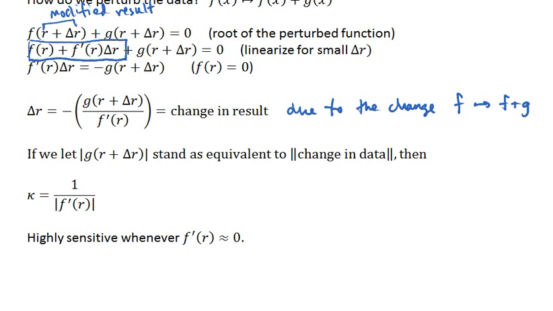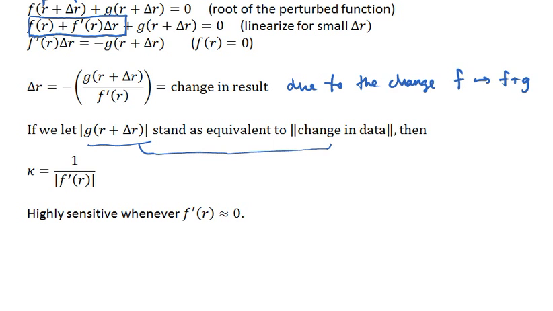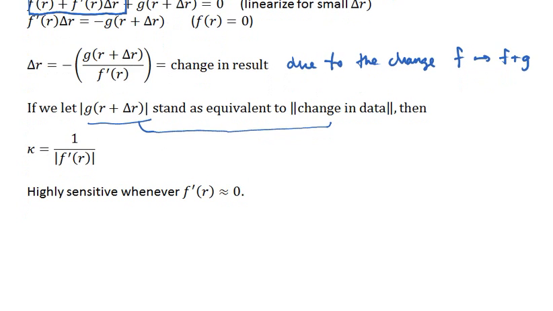Well, without getting into the technical details of it, it seems pretty reasonable to let the value of g represent the change in the data. Certainly they seem to be related, and if we just take it as equality for the relationship, then at least we get some sort of reasonable estimate on kappa, or some usable form for kappa. It's just 1 over the absolute value of f prime of r.